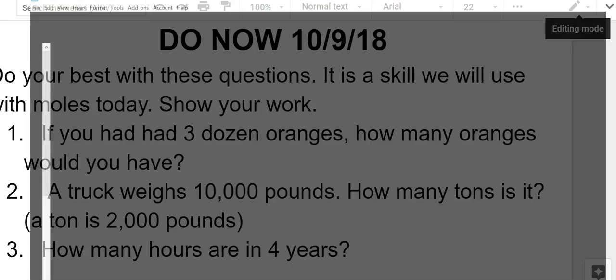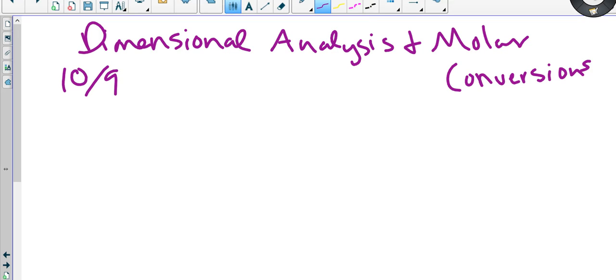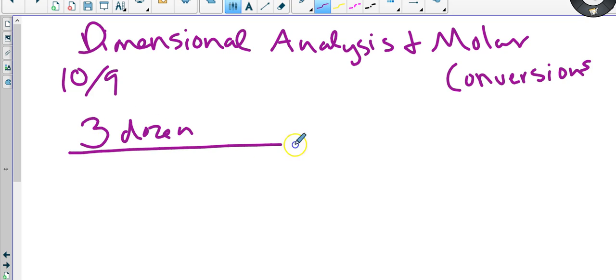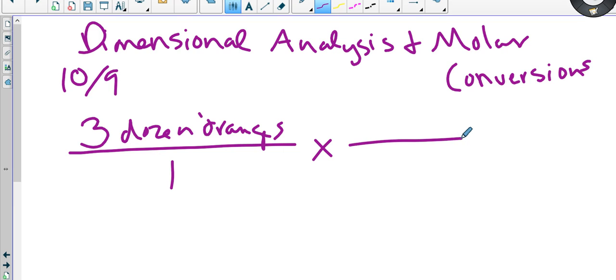So I'm going to go back to this other side. If I have 3 dozen oranges, because that's what I had underlined, notice when I write it down, I underline it. That's why I underline it. You write it down, and then it's on the top of a fraction. And then this will work every single time.